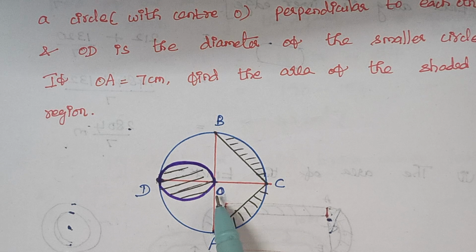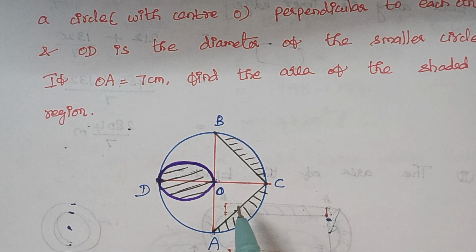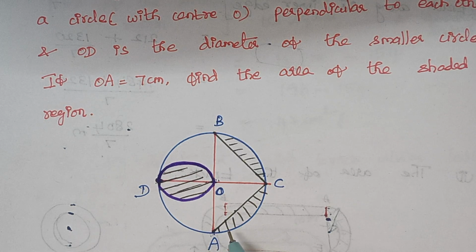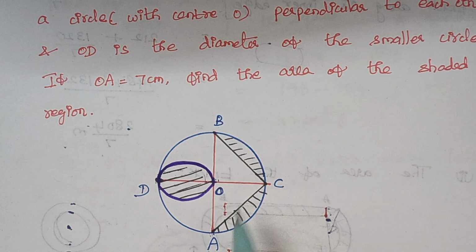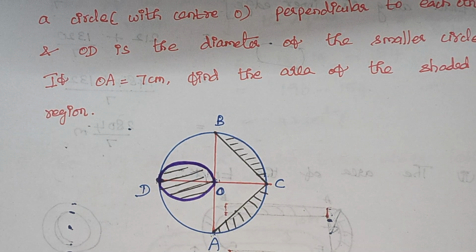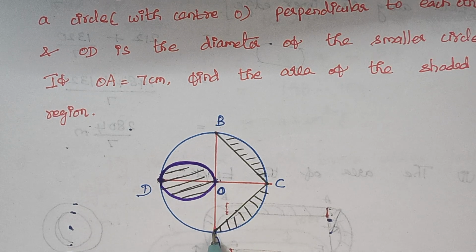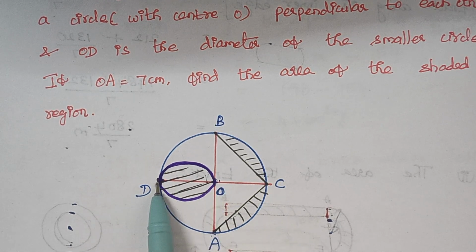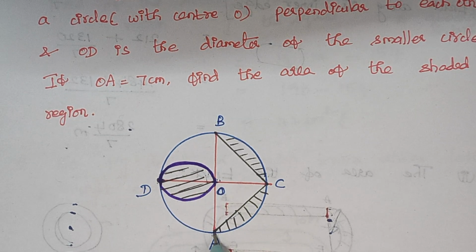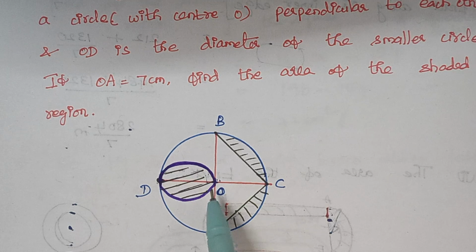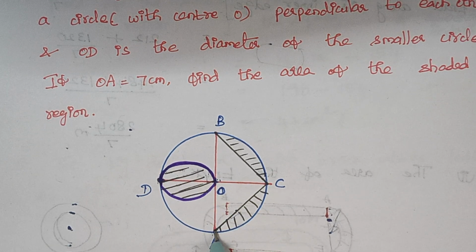So if OA is 7 centimeter, we have to find the area of the shadowed regions. Here this is one shadowed region and this is another shadowed region, right? The value of OA is 7. Then what about the value of OD? It is obviously 7 because OA is nothing but the radius, the line which connects the center to a point on the circumference of the circle.